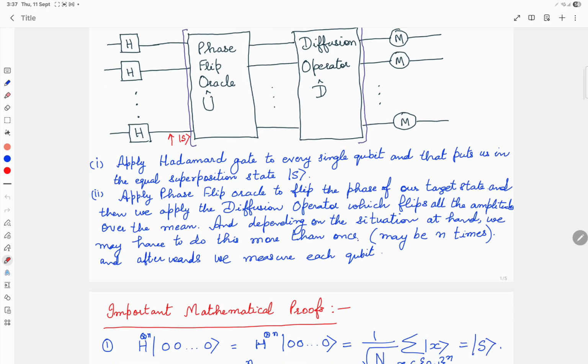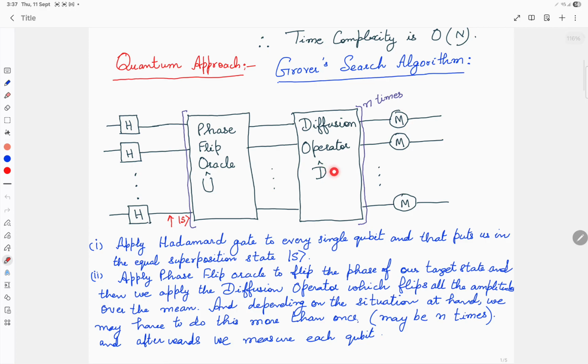So, as a result of the diffusion operator, the probability of achieving the target state after the measurement will become highly likely, because it will amplify the chances of getting the target state more and more. It is quite possible, depending on the situation, that we have to apply the phase flip oracle and the diffusion operator, which together become the Grover iteration. So we have to iteratively repeat these two operations to come near to the target state.